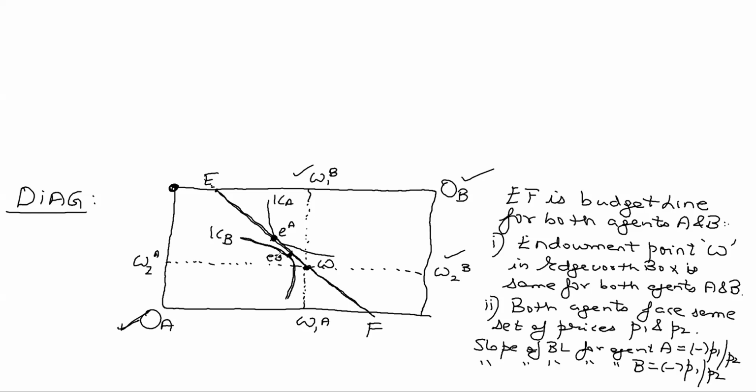All of you can see on your screen, I have located points EA and EB, and the term I've used is suppose. Will they actually do it or not? I am not commenting on it right now. I am saying suppose. Okay, this is my point EB. So EA is the point where ICA is tangent to the budget line EF. EB is the point where ICB is tangent to the budget line EF.